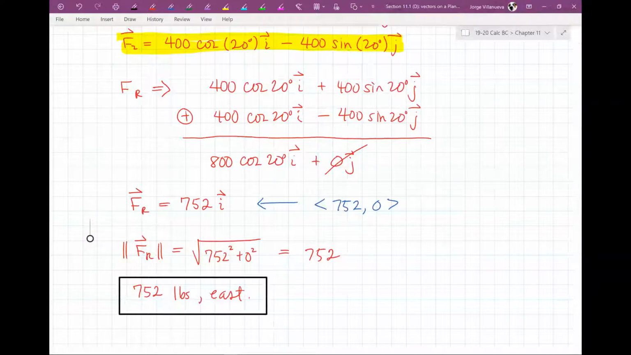If it was negative, does that mean it's going west? Yeah. So if it was like negative 752? Yes. It's just going in a different direction, because remember, a negative vector means it's going the opposite way.